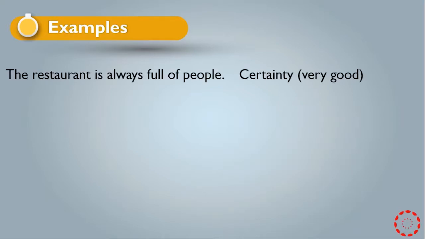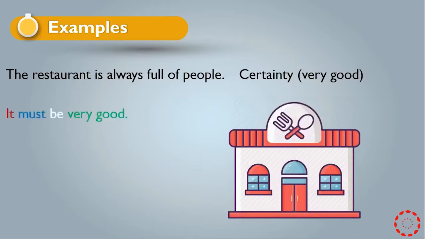The restaurant is always full of people. It says certainty, use very good. Sometimes it gives you the prompt, and sometimes it doesn't give you the complement. So the sentence became like that: it must be very good. So for the restaurant, we can use it, and also we can say the restaurant must be very good. It's also true when we say the restaurant is very good, but we can also say it must be very good.